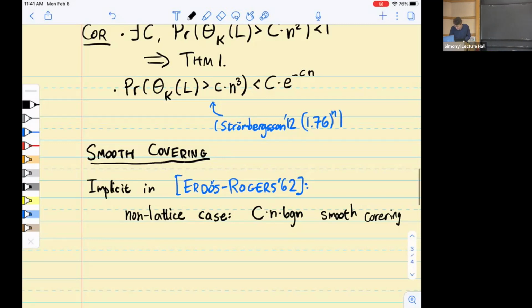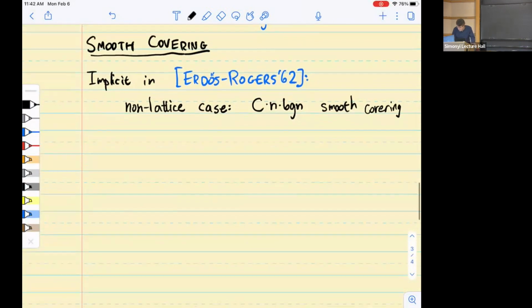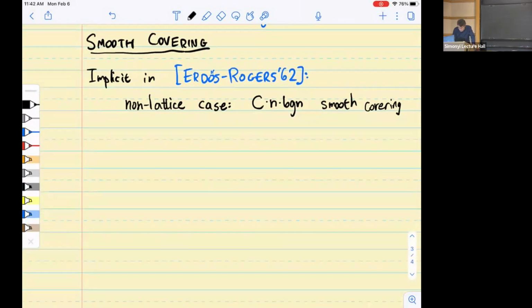So this is, let me define it next. I was planning to define it. And again, this is implicit in the work. We also have a proof of this. There are multiple ways of proving it. The non-lattice case, as Zev was saying, is possible to prove.